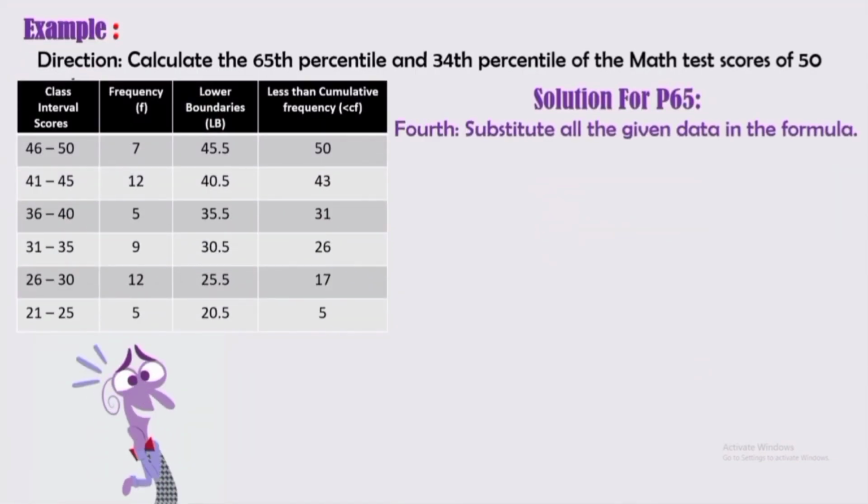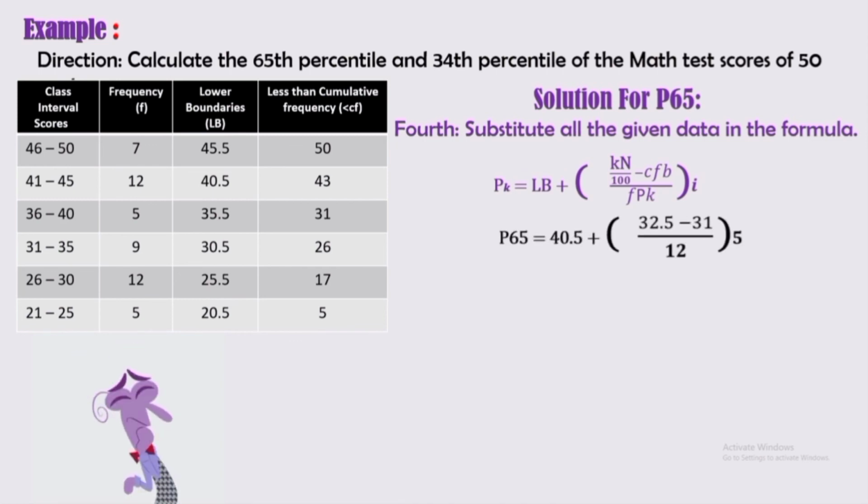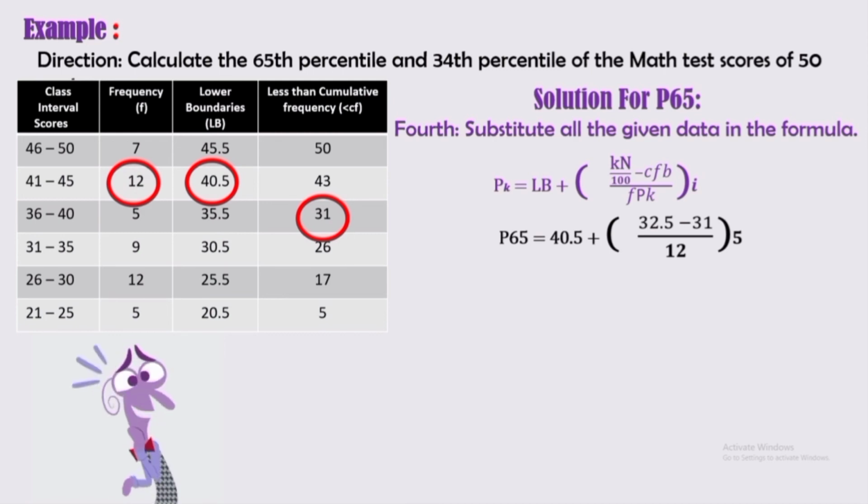For the fourth step, substitute all the given data in the formula. Here is the formula. Then substitute the given values. 40.5 added by the difference of 32.5 and 31, divided by 12, multiply by 5, then simplify. That is 41.13. Therefore, 65% of the students got a score less than or equal to 41.13.